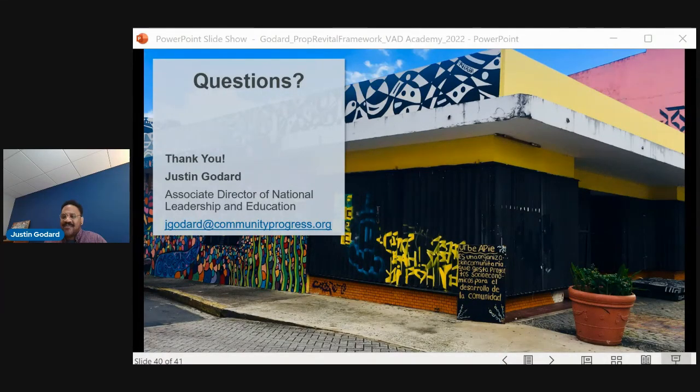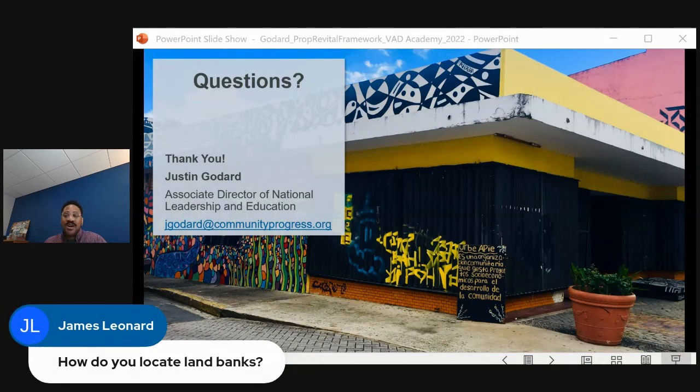Someone has asked, I can't find the comment, but where can I find land banks in my community? We actually have a land bank map on our website. If you go to our website and go to the land bank resources page, there's a map of all the land banks that we are aware of, and it's growing. So please feel free to visit our website to find more information on that.